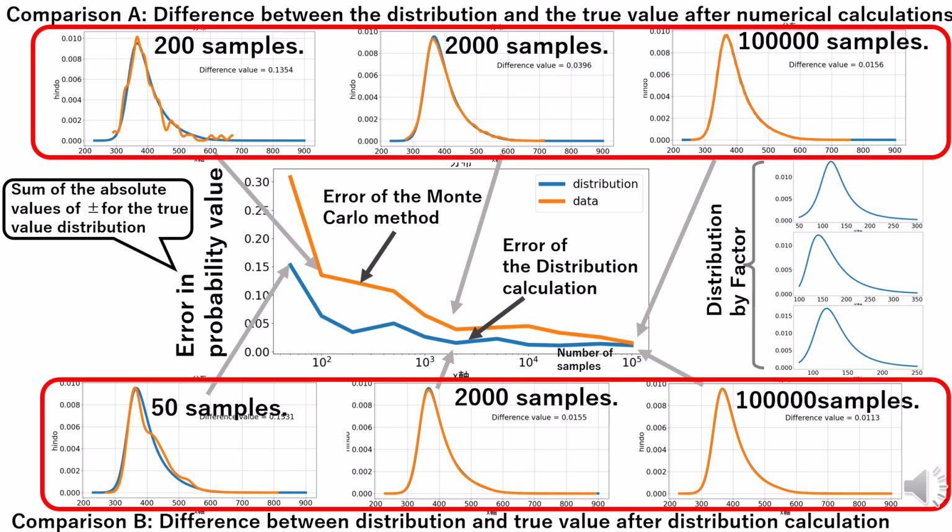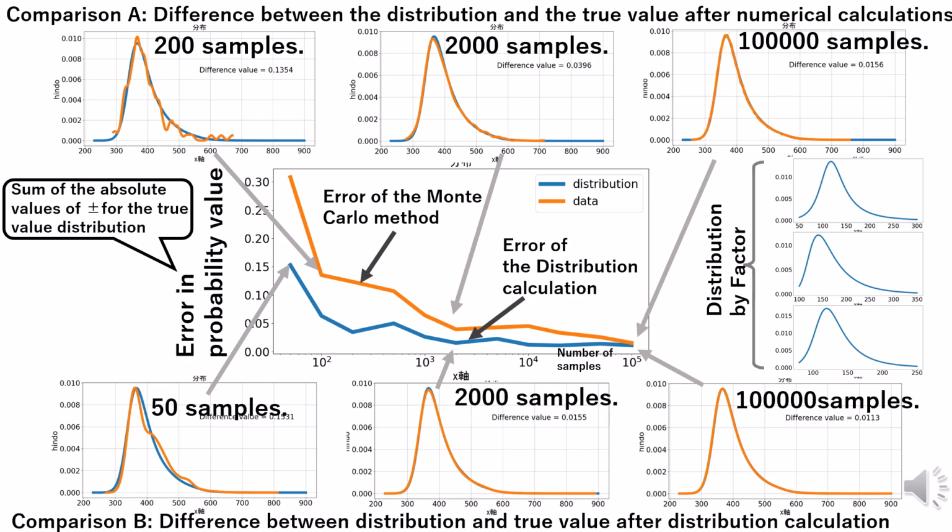The gray pull-out lines from the top and bottom show a graph of the distribution at the points on which the error is based. In the upper graph, the blue line is the distribution of true values and the orange line is the distribution of the result of the Monte Carlo method. In the lower graph, the blue line is the distribution of true values and the orange line is the distribution of the result of the distribution calculation. 3 cases with 50, 2,000, and 100,000 random numbers are included, respectively.